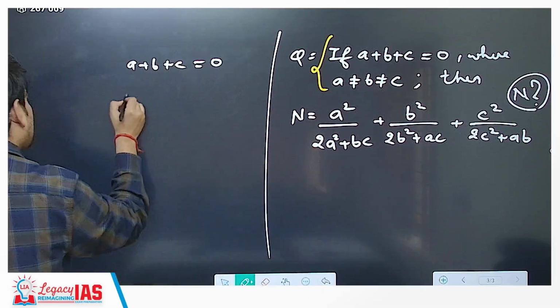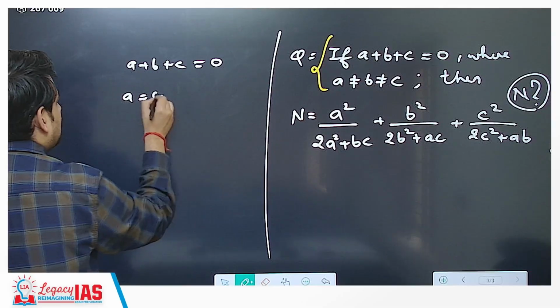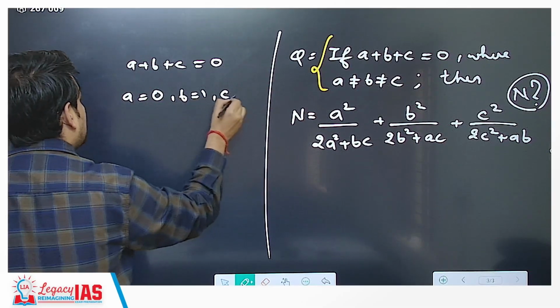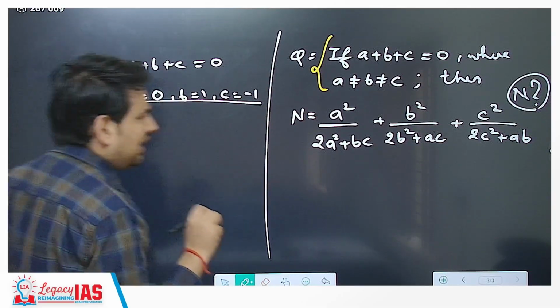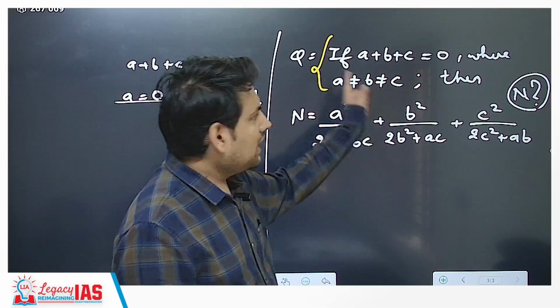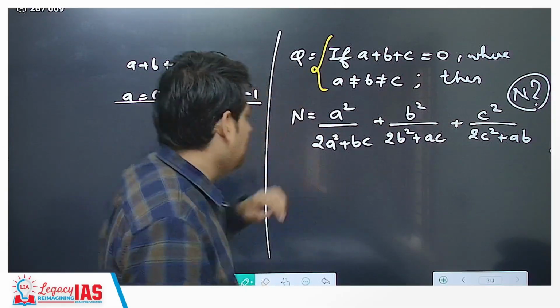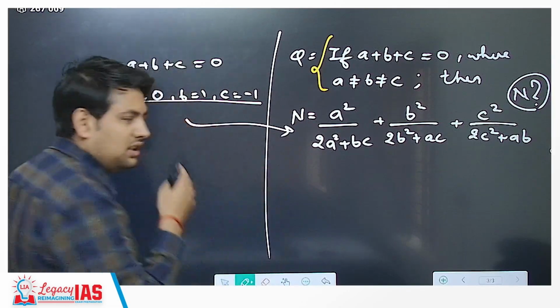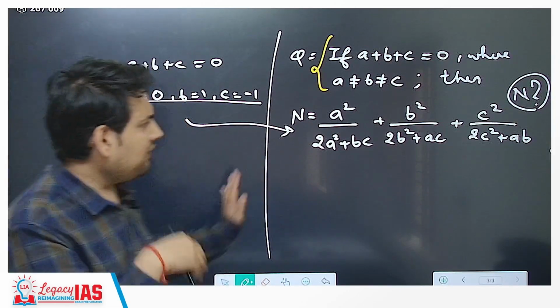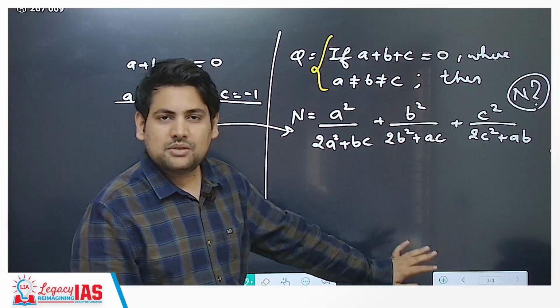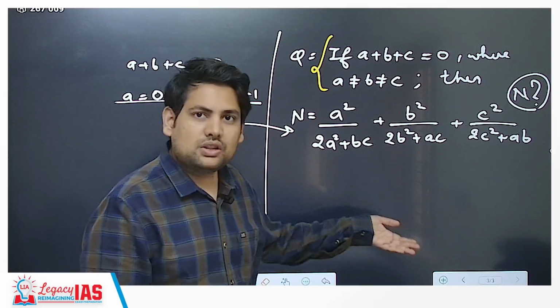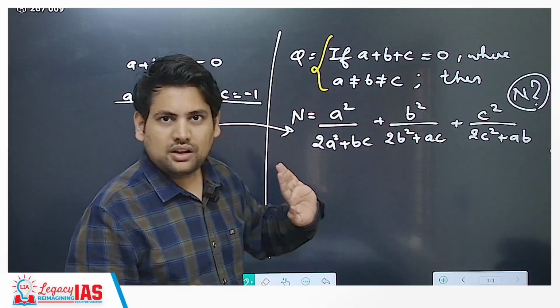So you can think that, let's say, a is equal to 0, b is equal to 1 and c is equal to minus 1, satisfying all the properties. All three are not equal, some of them are 0. Then you can directly put these values in n and try to find n. If n comes out to be something defined, that becomes your answer. If it comes out to be not defined, you again try for some other values.